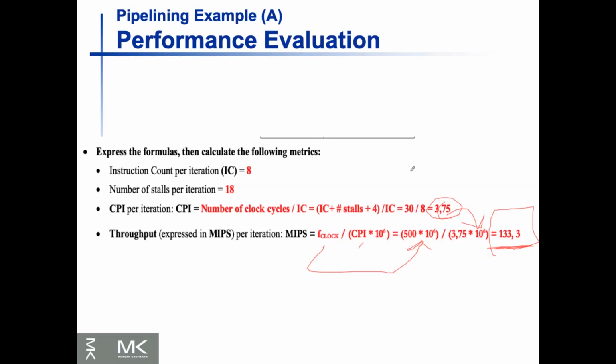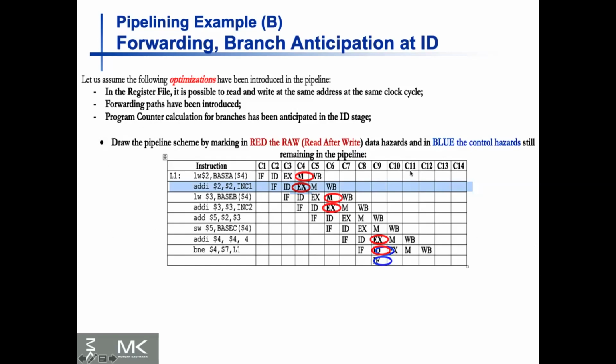Right. So that's the first part. Now, normally we're going to add some optimizations gradually on top of that. So in part B, we're going to have some optimization. So we're going to have these 3 optimizations.